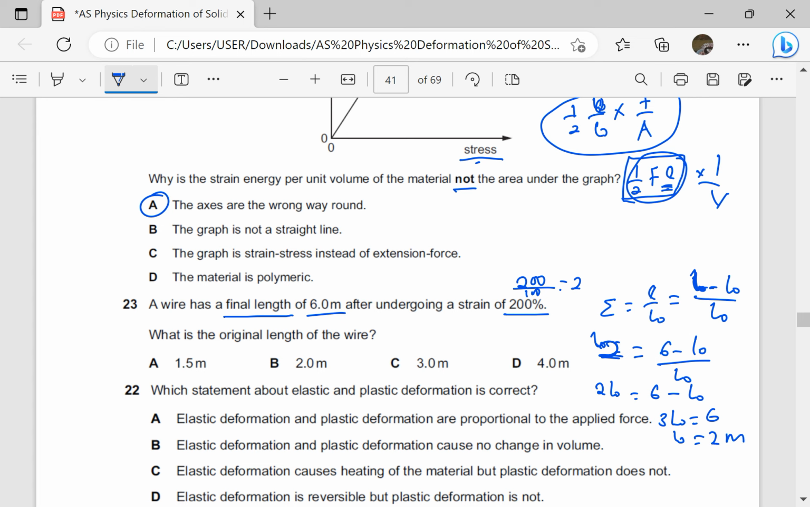So this is simple algebra. Epsilon, the strain, is 200%, which is just 2. So 2 is going to be 6 minus original length over L naught. So our answer is going to be 2 meters.